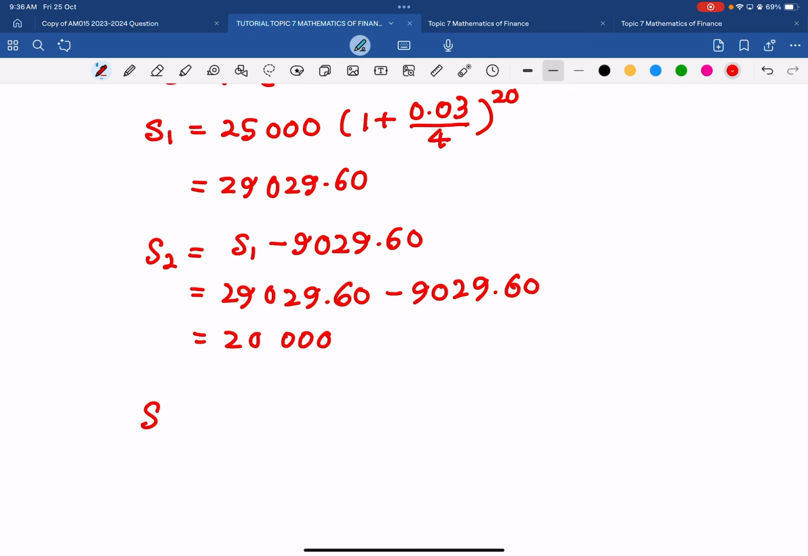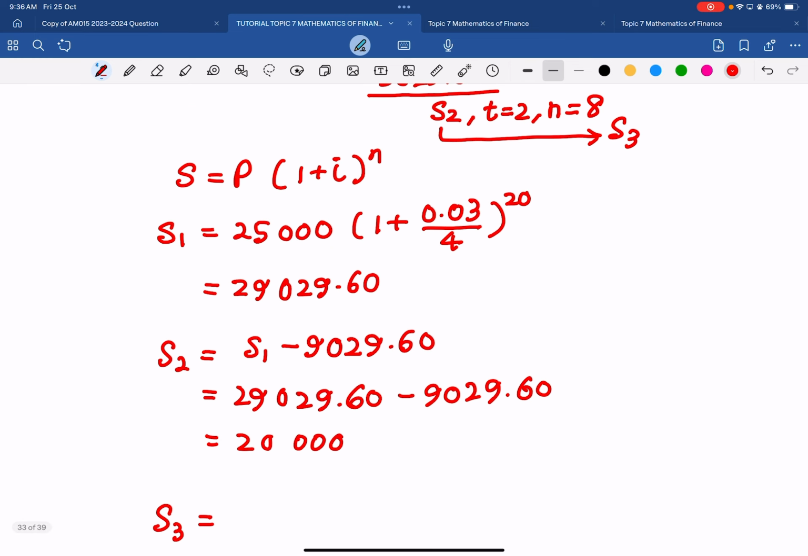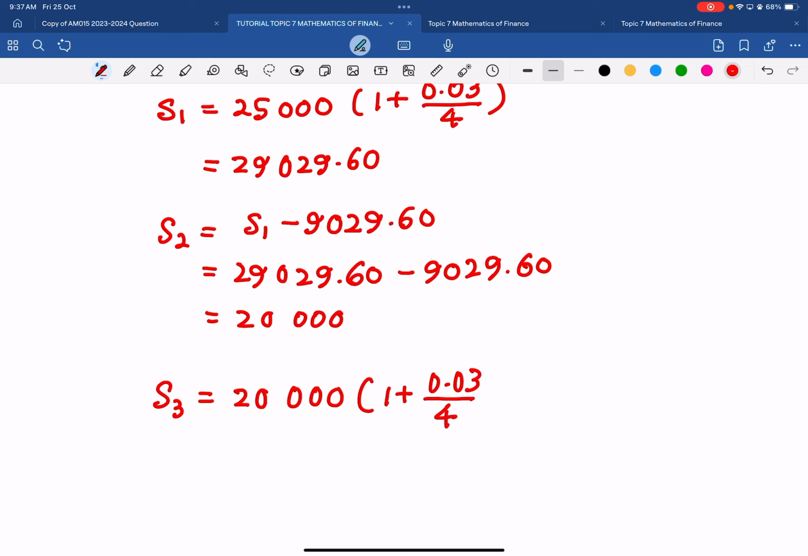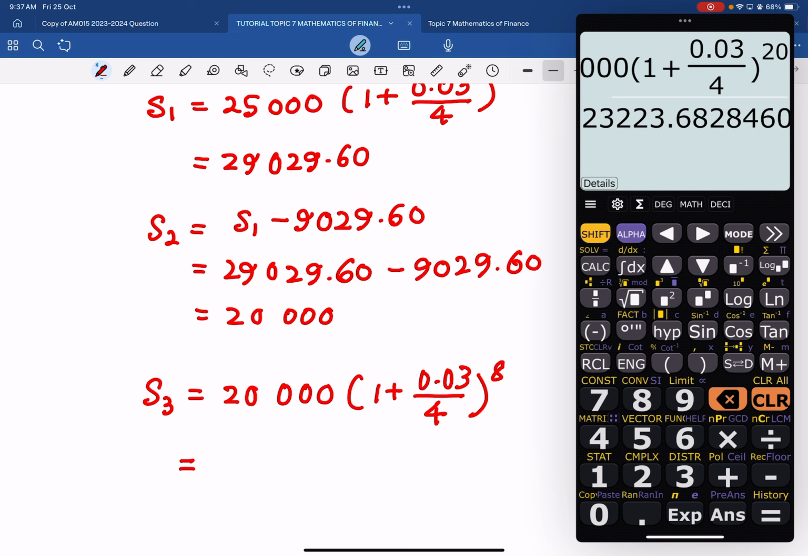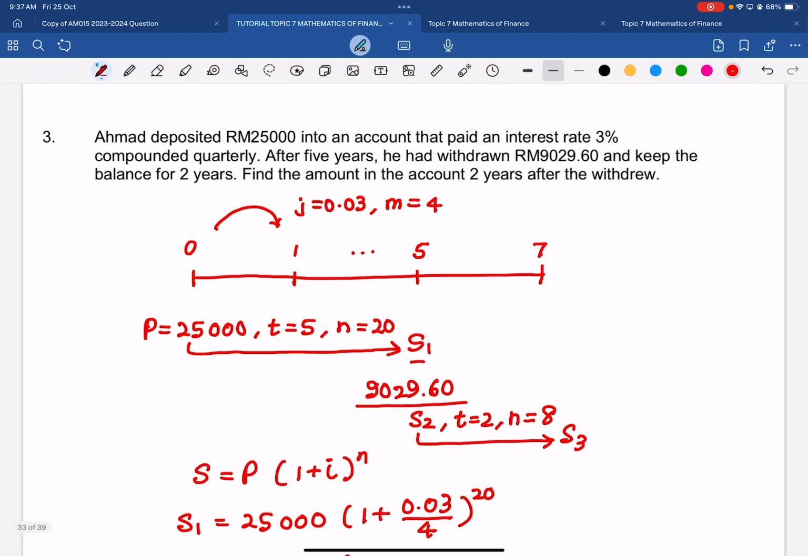To find the next amount, we use the same compound formula. The 20,000 becomes P for S3. So 20,000 times (1 plus 0.03 divided by 4) power 8. What do we get? 21,231 ringgit and 98 cent. Is that all he asked? Yes, that's all.